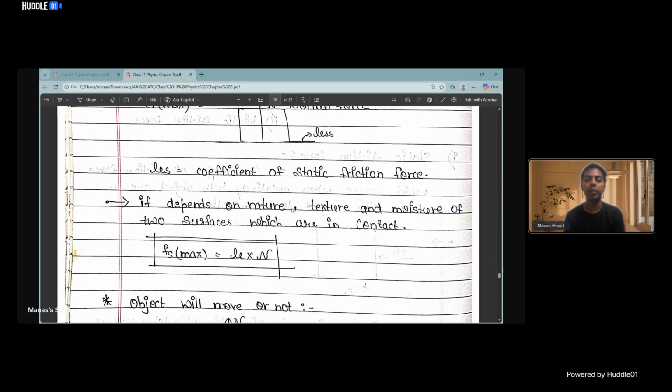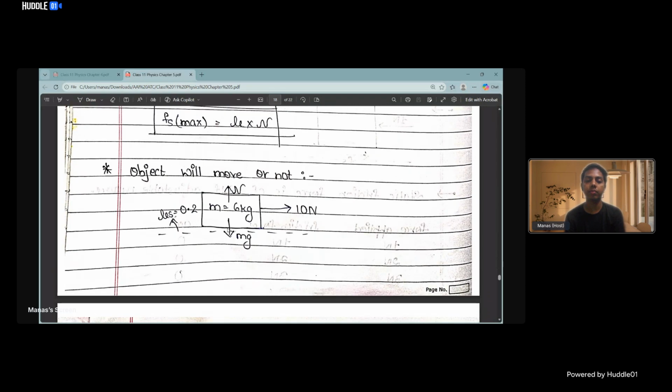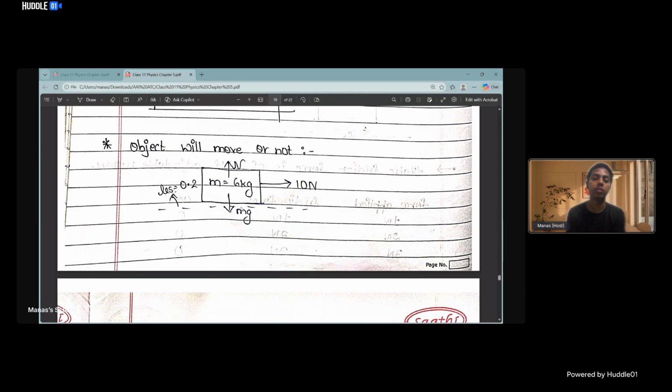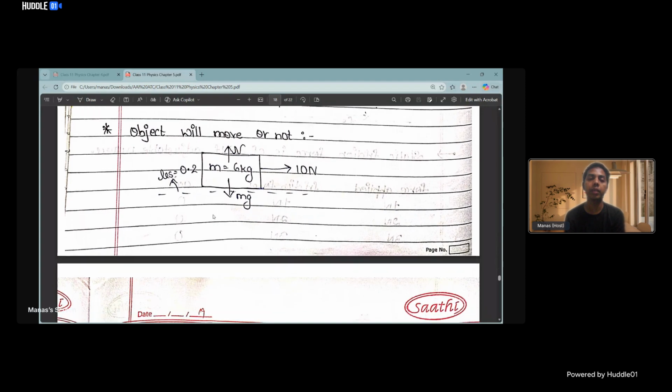It depends on the measure, texture, and moisture of the surfaces which are in contact. Fs equal to mu N, you can write. Now we try to solve some questions. You can see there is an object. Its mass is 6 kg, a force of 10 Newton is applied, and the friction coefficient is 0.2. We have to find if the body will move or not.